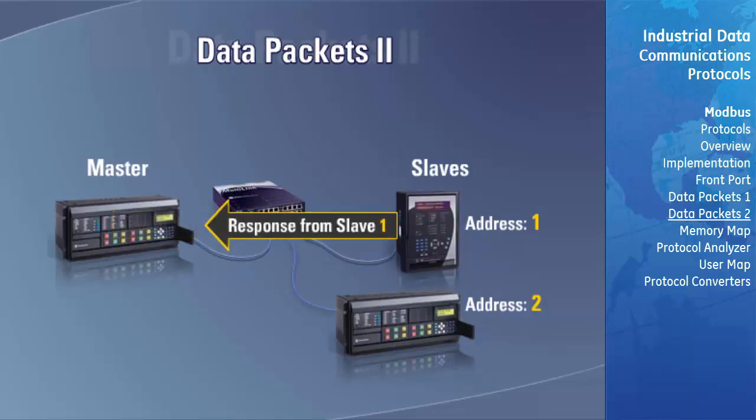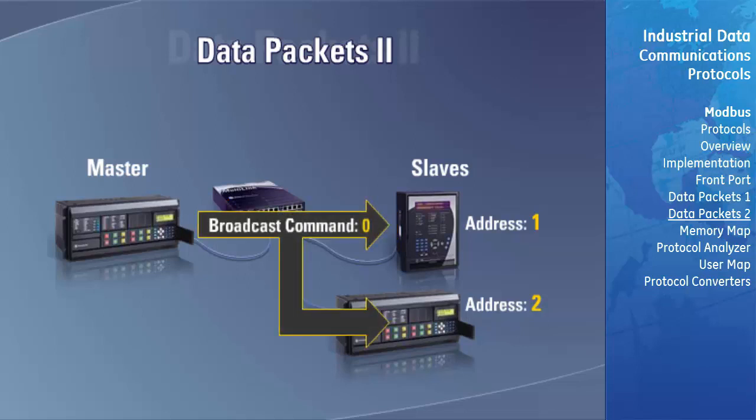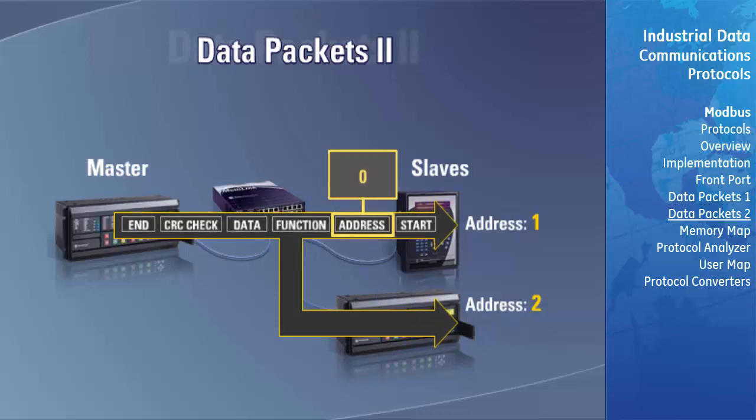When the slave sends its response, it places its own address in the address field of the response data packet to let the master know which slave is responding. When the master sends a broadcast command, the address field will contain 0. All slaves will recognize this as a broadcast command and will take the command action. None of the slaves will send a response to the master.